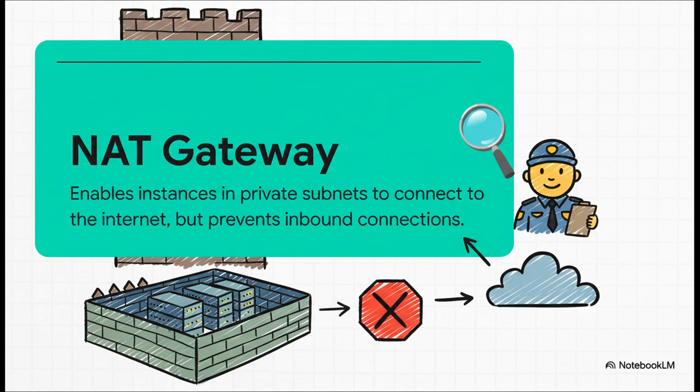But wait, what about those things in our private, secure vault? Sometimes they need to get out to, say, download a security update. For that, you use a NAT gateway. Think of this like a high-security exit-only door. It lets your private stuff get out to the internet, but it will absolutely not let anyone from the internet start a conversation back in.